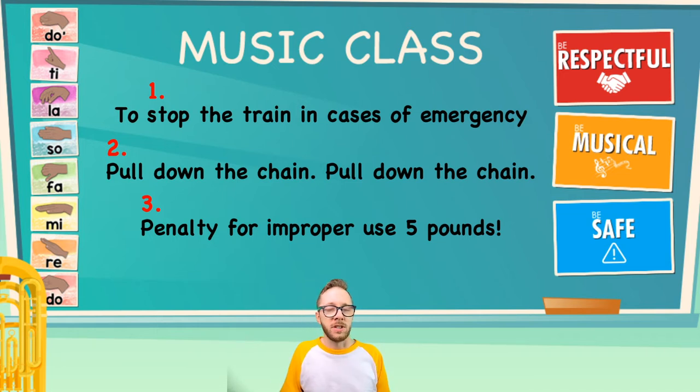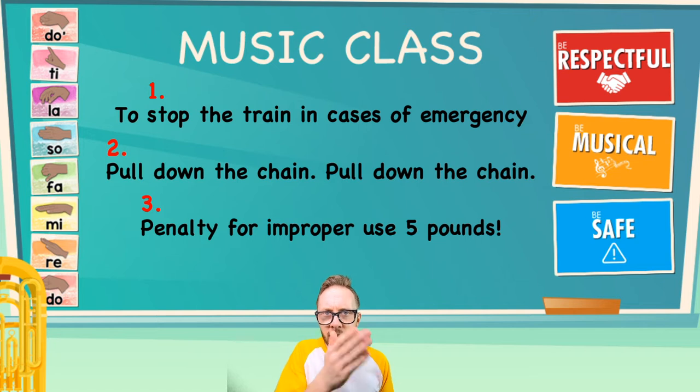So the first person sings, to stop the train in cases of emergency, pull. When they get to the word pull, the other person should be ready to go with stop. Now notice the word to is kind of sneaking before the word stop. We call that a little bit of a pickup word, a little pickup note. So we want to make sure that stop is aligned with pull. So if somebody is singing, pull down the chain, the other person's singing, to stop.